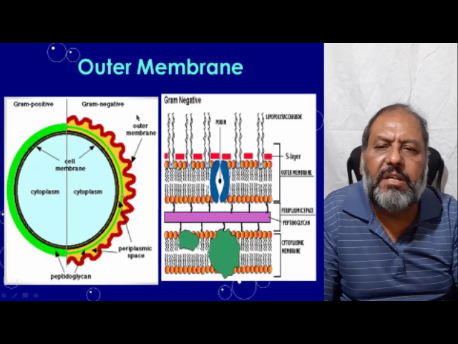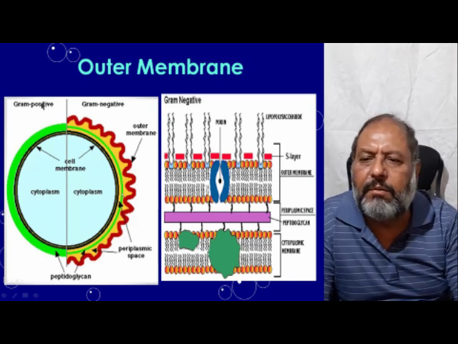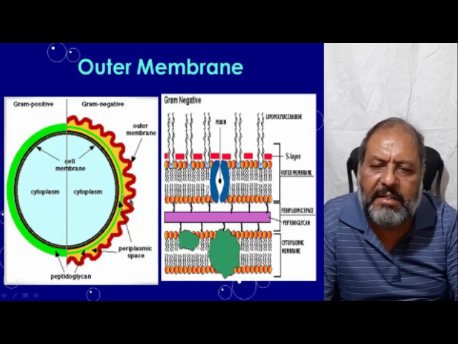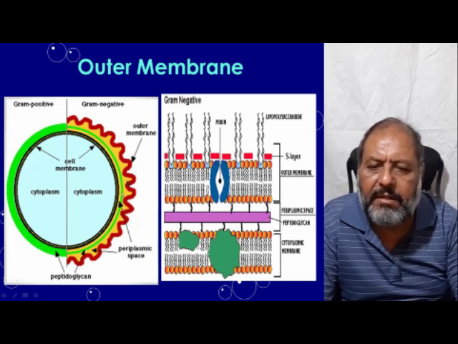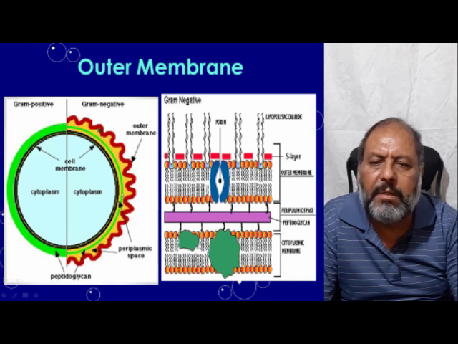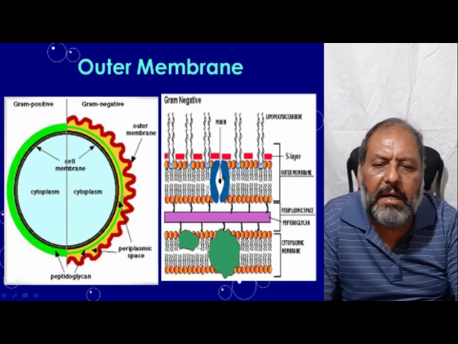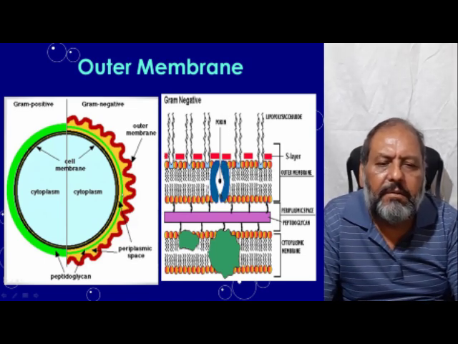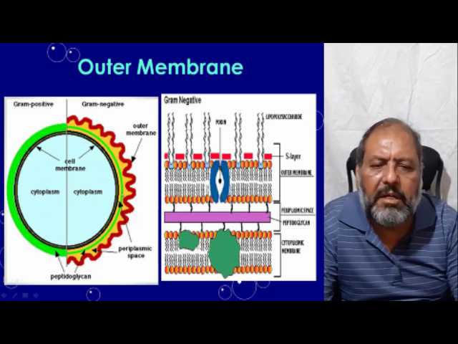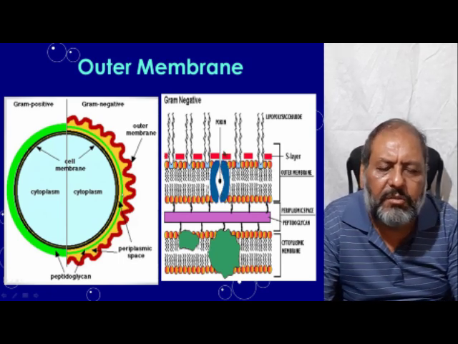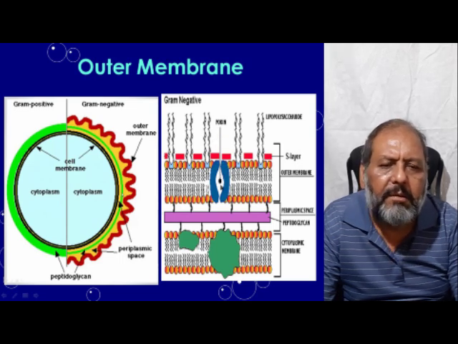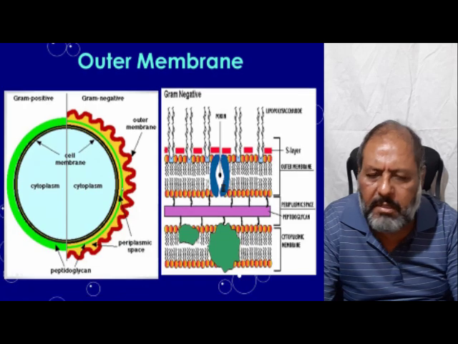Here one can see the outer membrane is absent in the case of the gram-positive bacteria, and in the case of the gram-negative bacteria it is present outside this cell wall, and here one can see the structure which contains the porin. It's a kind of canal or channel which allows different things to move from inside to outside and outside to inside. Mainly it is from the outside to inside.